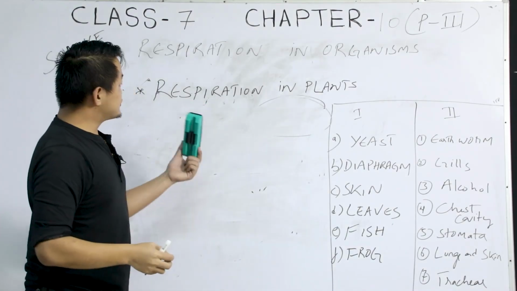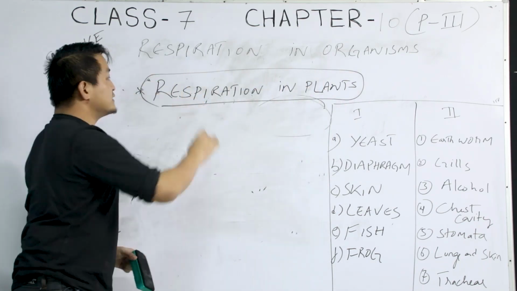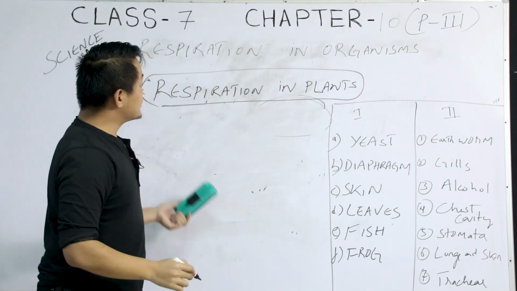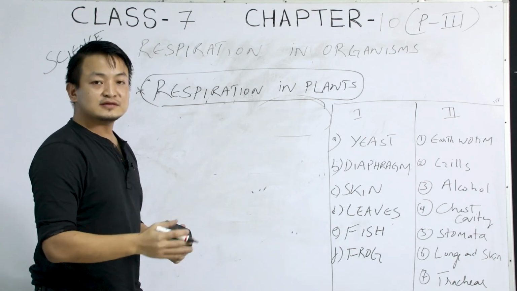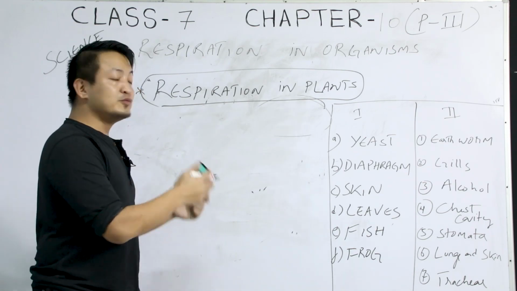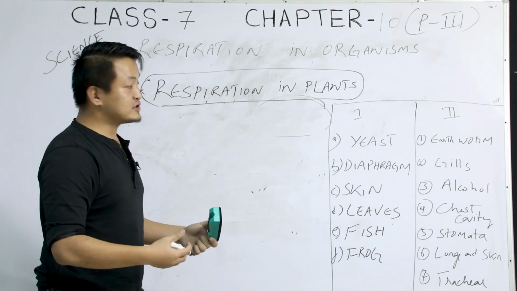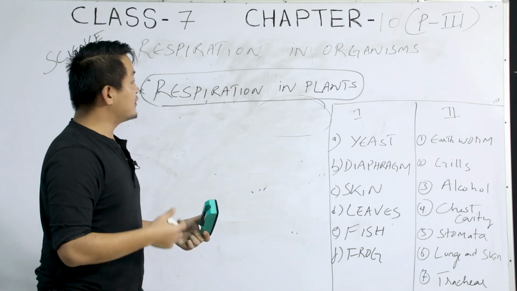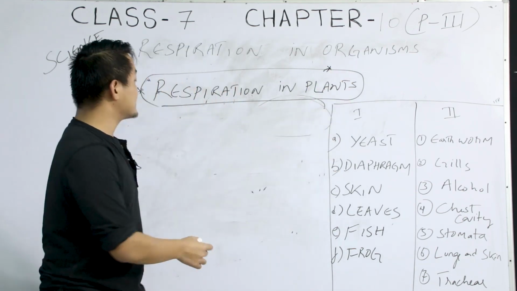So now, students, this is the last topic for this chapter. And this is very important because this is about plants. We have discussed animals, right? First, we started with human beings, then the earthworm, cockroach, insects, the fish, and now this is the last topic, about plants and how respiration takes place.